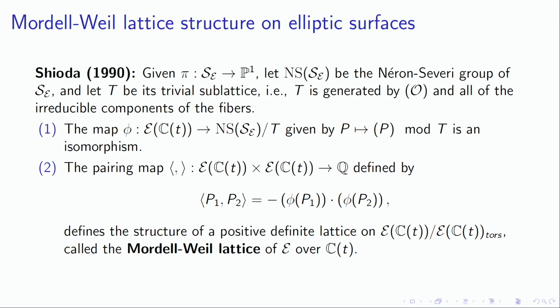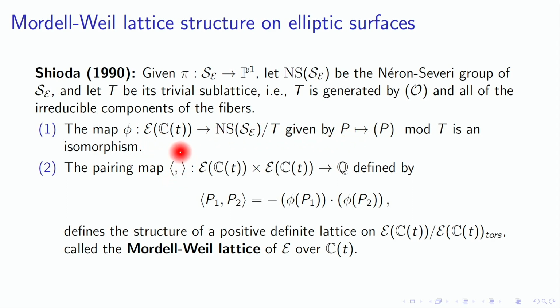The theory of Mordell-Weil lattice structures on elliptic surfaces was introduced by Shioda in 1990. Given any elliptic surface over the projective line, let NS(S_E) denote the Néron-Severi group, and T its trivial sublattice. It has a lattice structure, where the trivial lattice is generated by the zero section and all of the reducible components of all fibers. Shioda proved that there is an isomorphism between the group of C(t)-rational points and this quotient lattice given by this map.